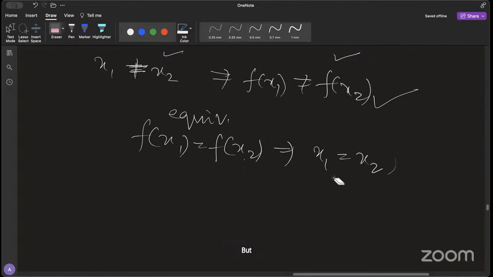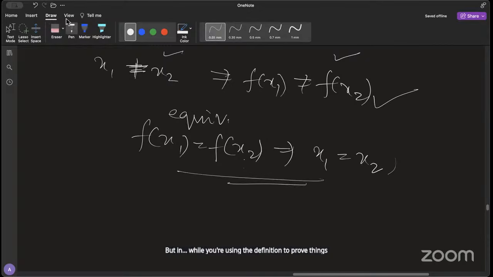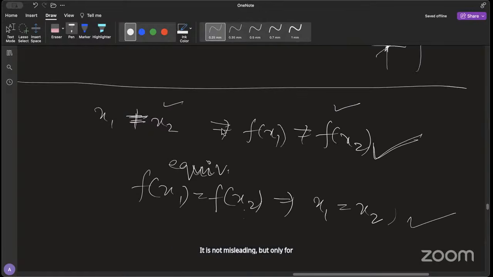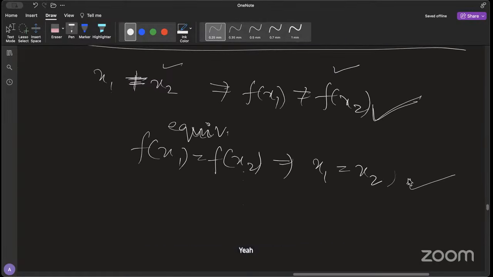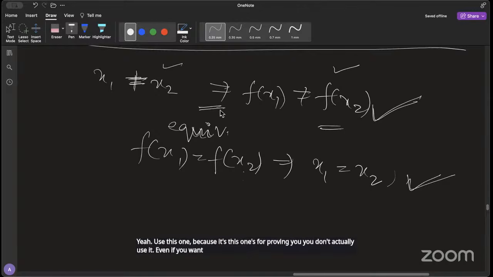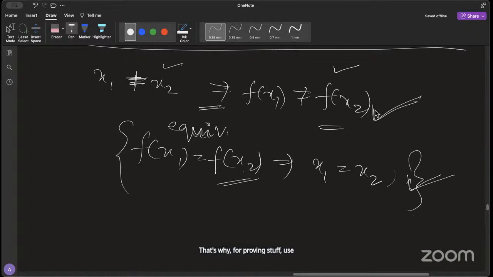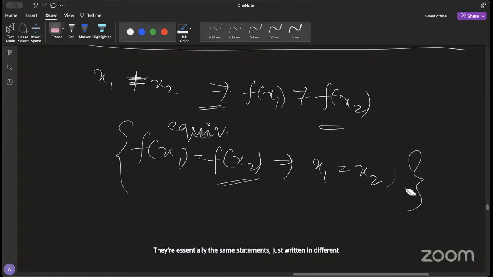But while you're using the definition to prove things, use this one. Is that okay? Yes, I just wanted to know that the definition is correct. Both of them are correct. It is not misleading, but only for the proving part we use the second one. Even if you want to use the other, you will indirectly be using this only. That's why for proving, use this one, but it is equivalent to the other. Both of them are equally correct. They are essentially the same statements, just written in a different manner. That's it.